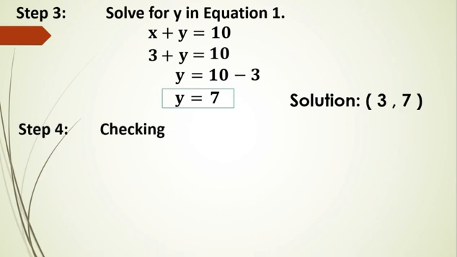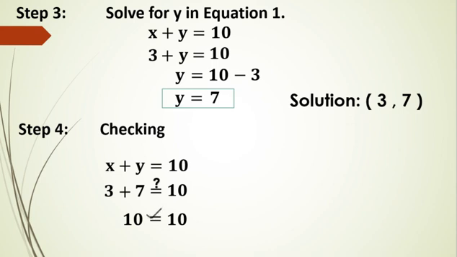Let's check if that is correct. Step number 4. X plus y equals 10. Substitute 3 for x and substitute 7 for y. Is 3 plus 7 equal to 10? Yes, 10 is equal to 10. The resulting statement is true, so the ordered pair satisfied the first equation.